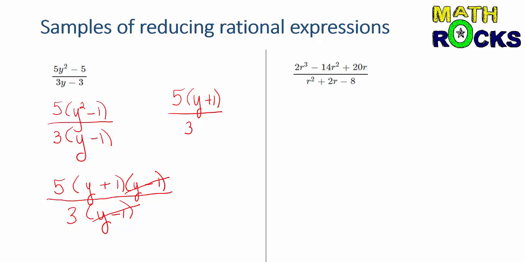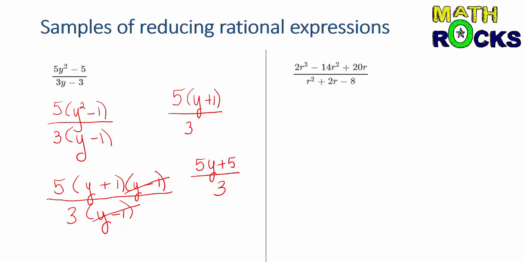Now, depending on what you are working on, you may need to multiply that back out, or you may be able to leave it in this format, depending on the problem or what your teacher is asking for. If we were to multiply through, it would simply look like 5y plus 5 over 3.